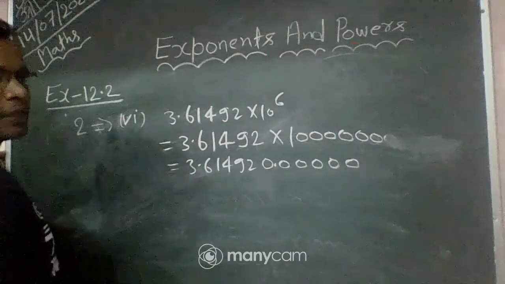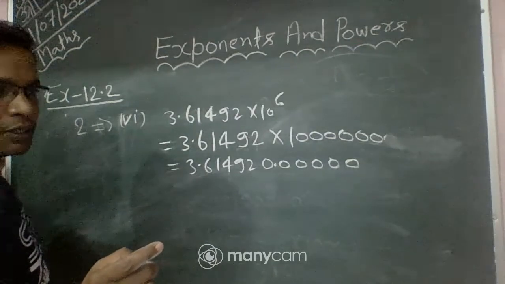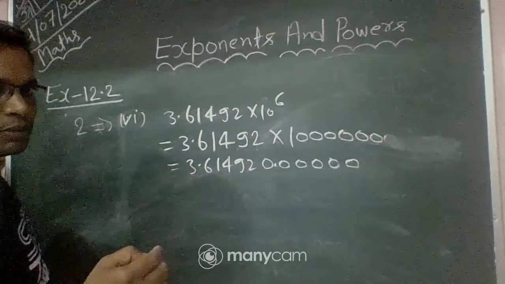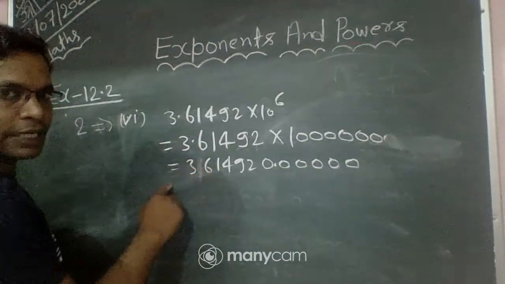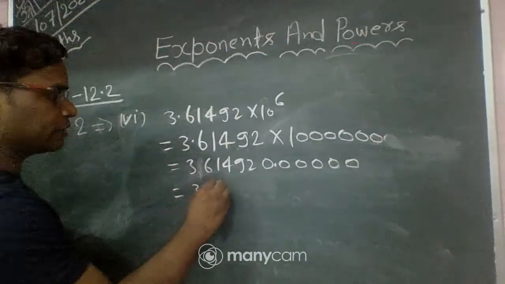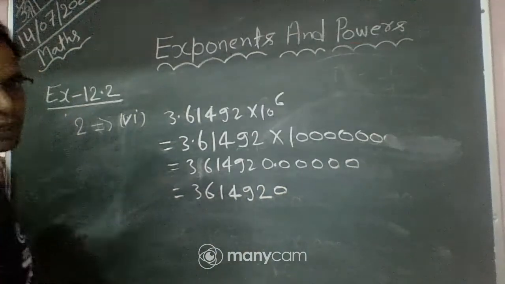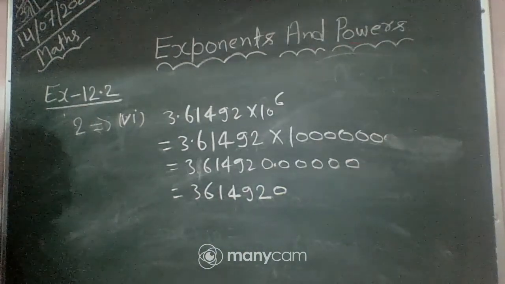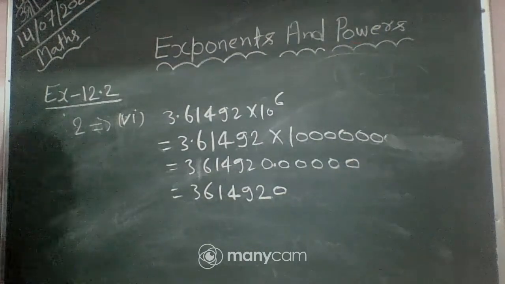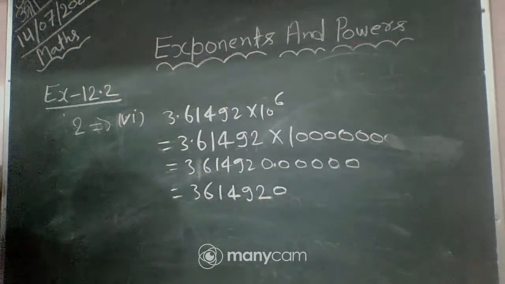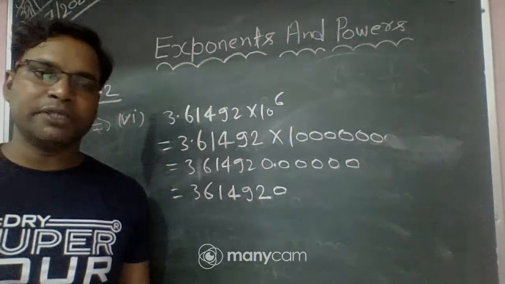Zeros after the decimal at the end have no value. After the decimal, a zero is meaningless. So you can write it as 3,614,920, that is 36 lakh 14,920. This is our required number.